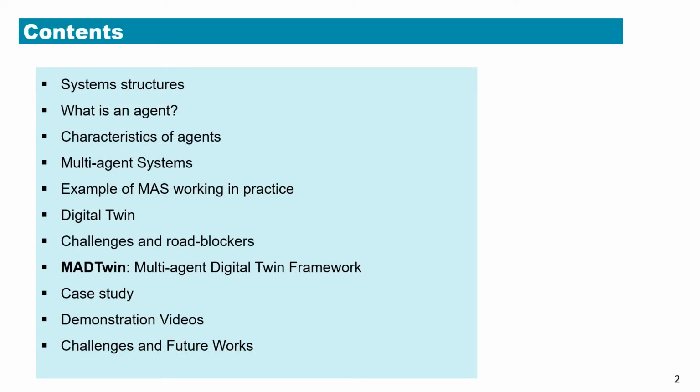First of all, I will start my presentation with the contents. I will talk about system structures, what is an agent, characteristics of agents, multi-agent systems, and an example of multi-agent system working practice. And of course, we will talk about digital twin as a core topic in our research and the challenges and roadblockers of digital twin. And I will talk about the proposed framework, MADTwin, and we will show a case study and some demonstration videos, and we will conclude our presentation with the challenges and future work.